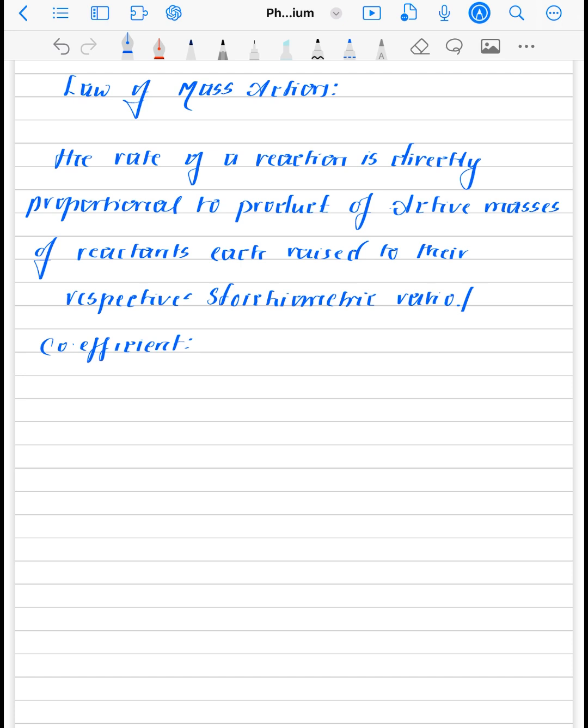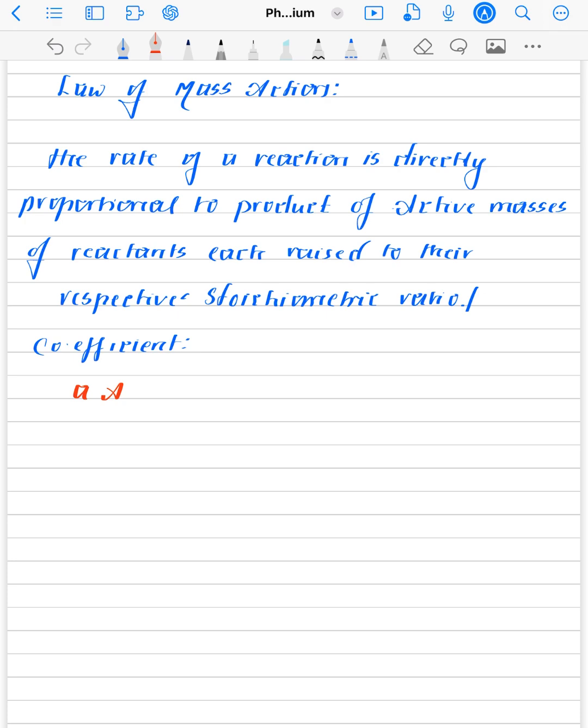So let's understand this by taking a simple generalized equation. Let's say a moles of reactant A is going to react with b moles of reactant B in order to give rise to c moles of C plus d moles of D. So for this equation, if I consider the law of mass action, it states that the rate of forward reaction is directly proportional to the product of the active masses of reactants.